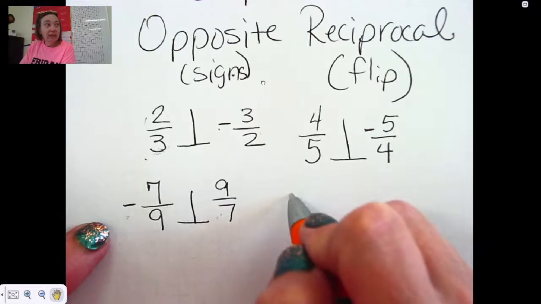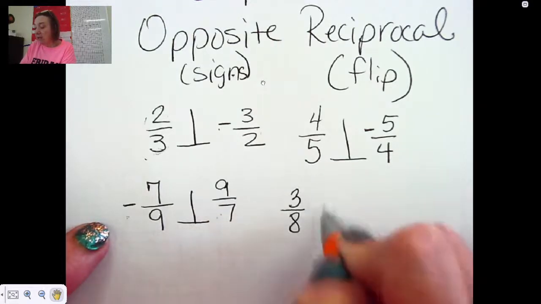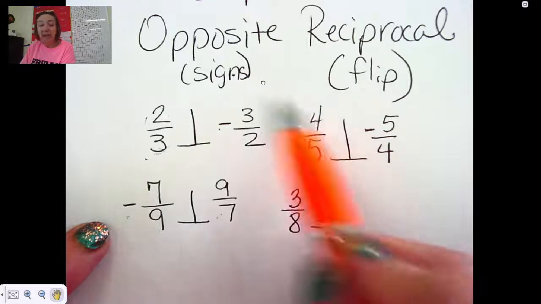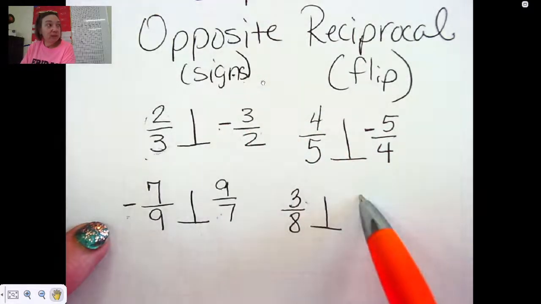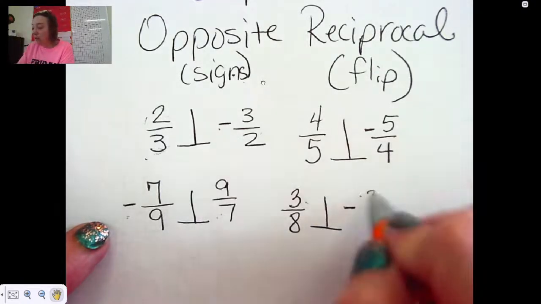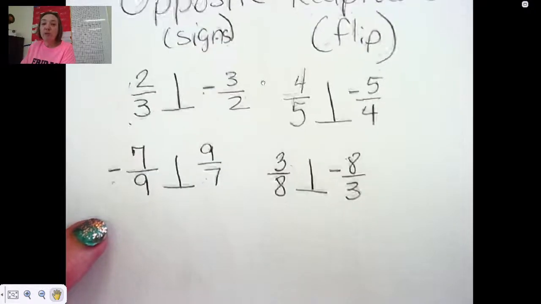Cameron, if you've got 3 over 8, what's the opposite reciprocal of that going to be? So opposite signs. This one's a positive. What's this one going to be? Negative. And then 8 over 3. Good. All right, I'm going to ask you a tricky one. Who wants to answer the tricky one?